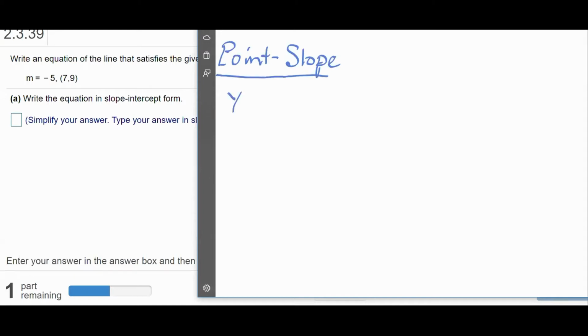Which looks kind of like the slope formula if you had cross-multiplied to get rid of fractions. We're given the slope, m is -5. The x-coordinate of the point that we know is 7. And over on the left, the y-coordinate is 9.